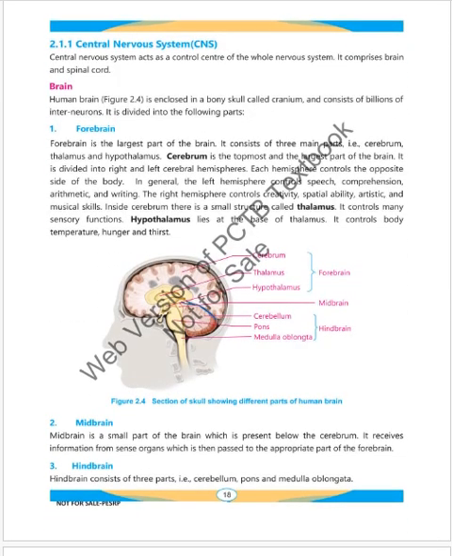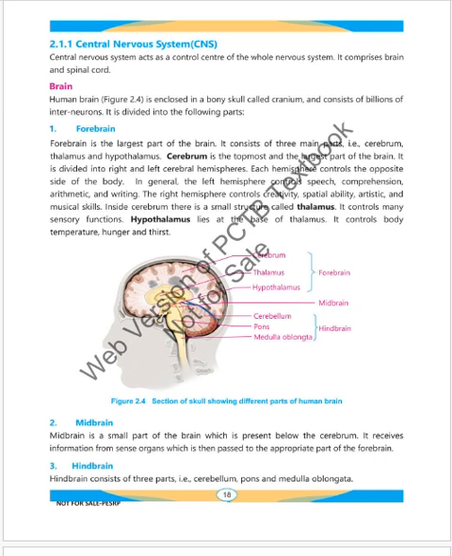Central nervous system. The central nervous system is the control system of the whole nervous system. It comprises the brain and spinal cord. Brain. The human brain, as shown in figure 2.5, is enclosed in a bony skull called cranium and consists of billions of interneurons. It is divided into the following parts.